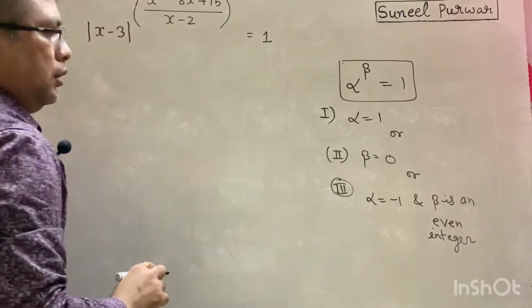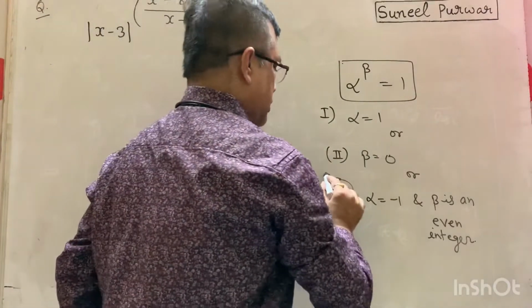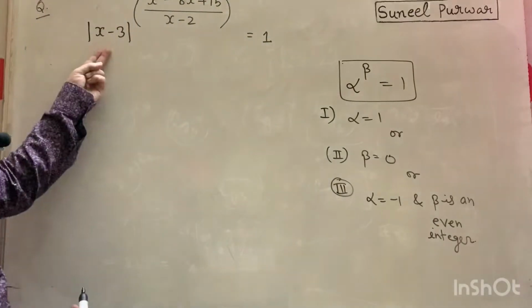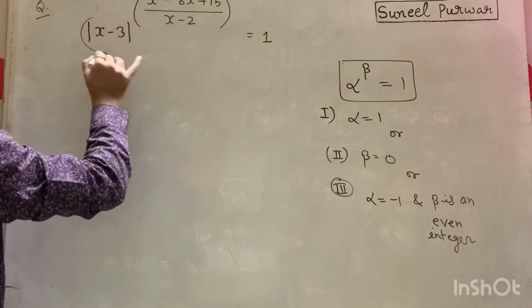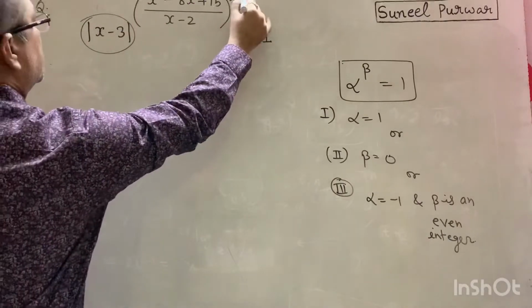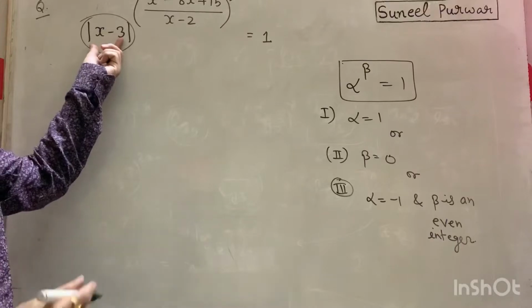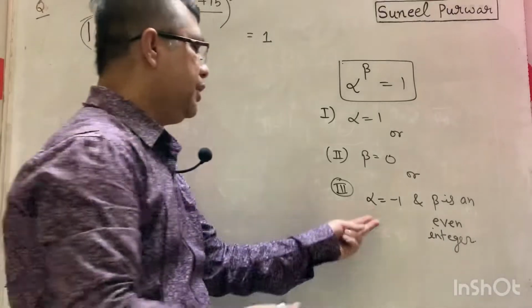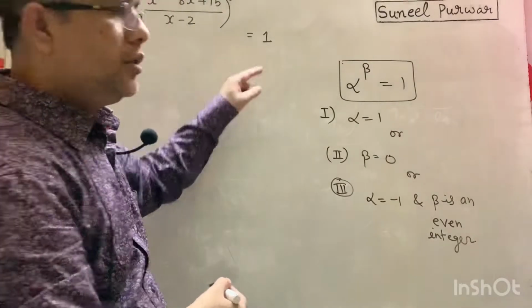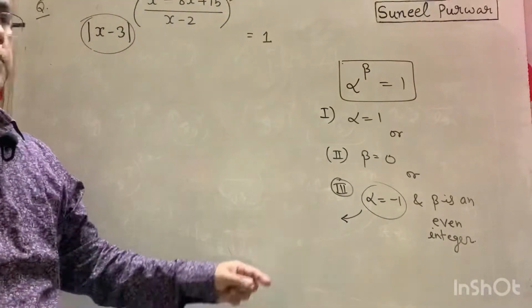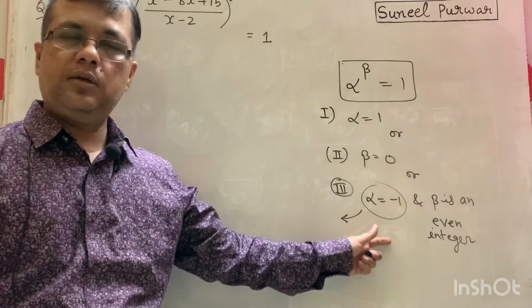Now, this third case is not possible in this question, because if you say this is your alpha and this is your beta, in place of alpha, what is there? A mod value, and mod value can never be negative. So as far as this question is considered, this third possibility is impossible.